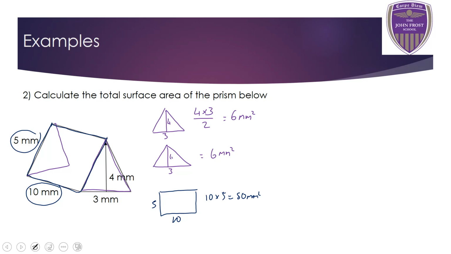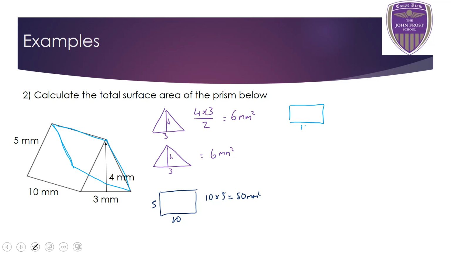Now, again, if we look carefully at the diagram itself, perhaps I'll get rid of some of these markings here to make it a little bit easier. Okay, we can also see that on the other side of this is another rectangle with exactly the same information on. So another rectangle, which is 10 by 5. So here's our 4th face, and we already know 10 times 5 is 50. So in this case, 50 millimeters squared.